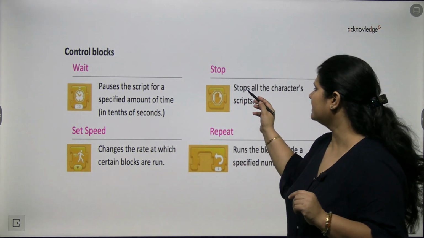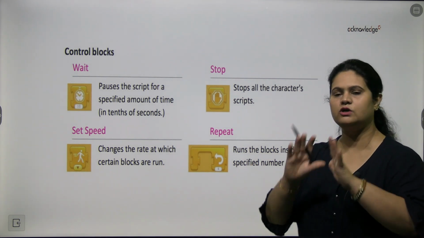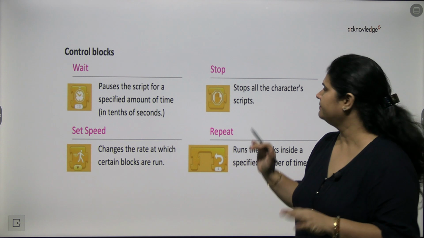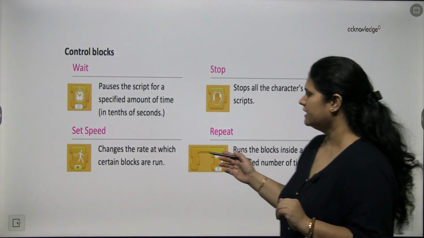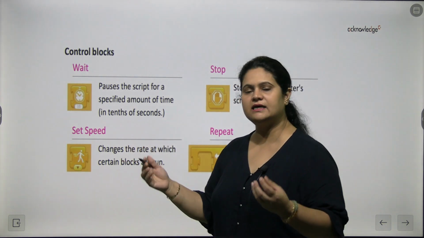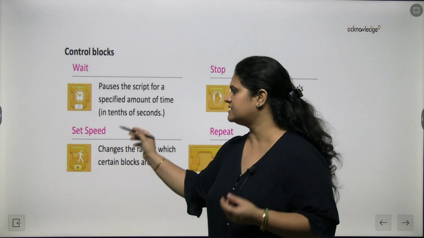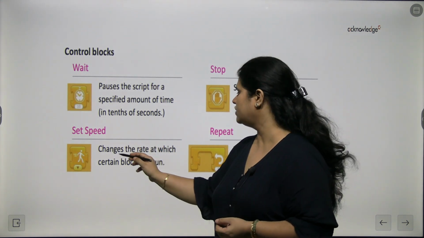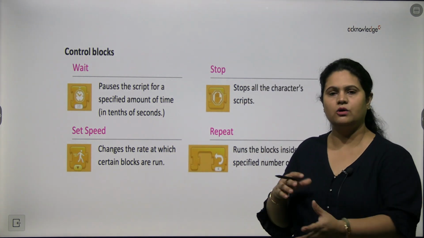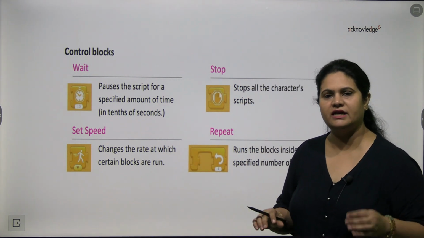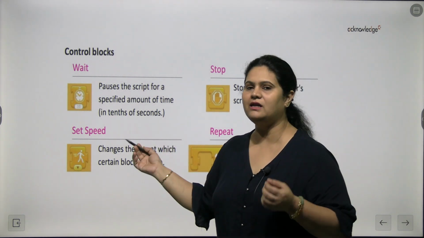Next, if you want to stop all the characters of the scripts, you can use the stop block. Next, if you want to set the speed your character is moving with, you can use the set speed block. It changes the rate at which certain blocks are run. So whatever speed your blocks are running on, you can reset that speed using the set speed block.